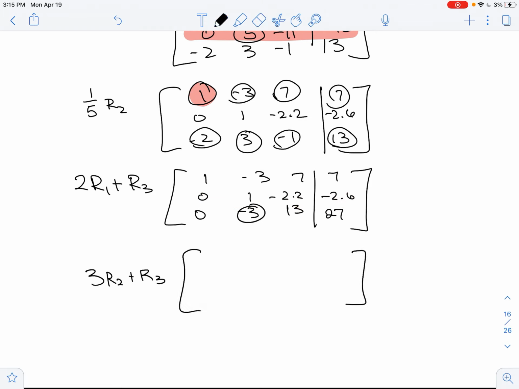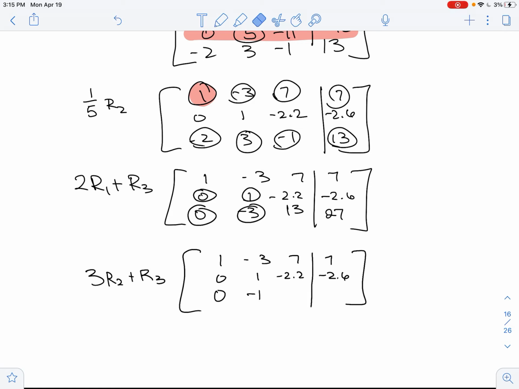So here we go. We're changing row 3, so we're keeping row 1 and row 2. Again, we're keeping it the same. And now we're changing row 3. So if we go 3 times row 2, 0 plus 0 is still 0. Twice of 2 times 1 is 2 minus 3 is negative 1.